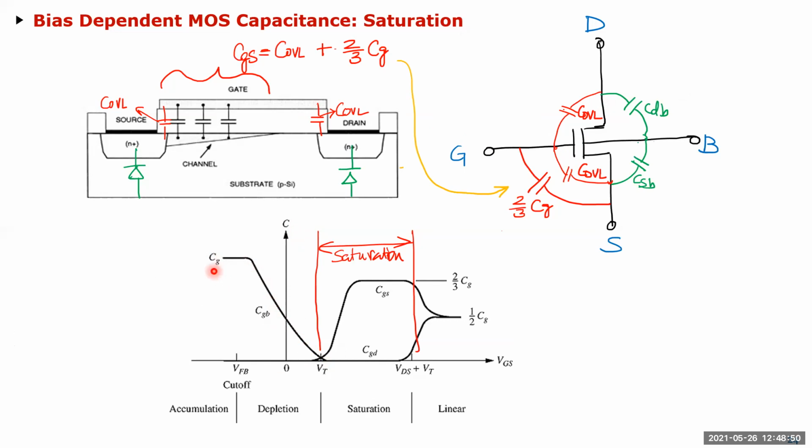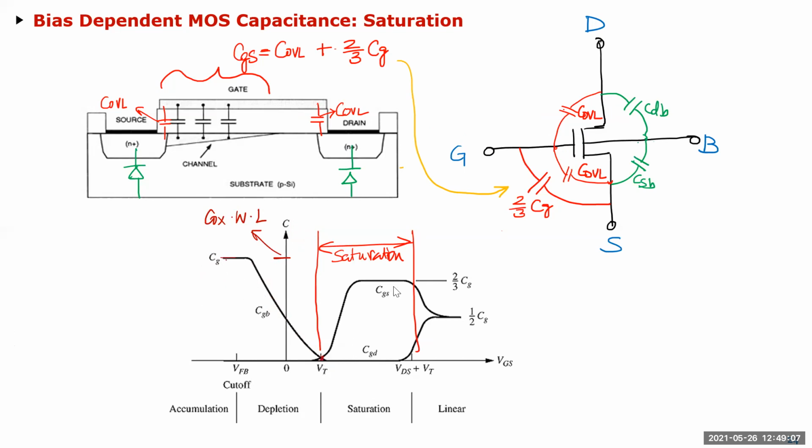So let me maybe write it here. This is the complete cap CG, which is Cox times W times L. So it starts here and then goes down to 0. When the channel turns on, there is no cap from gate to bulk anymore.